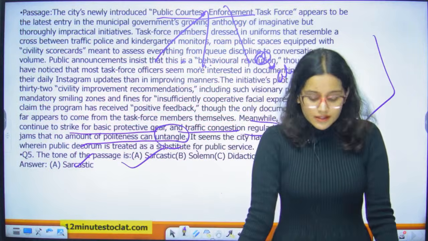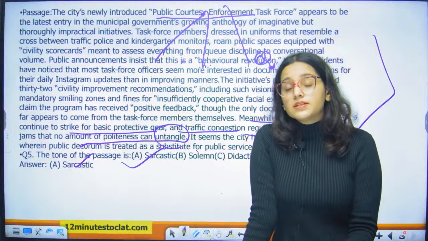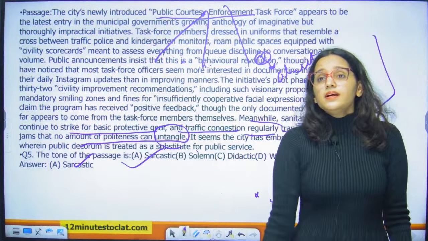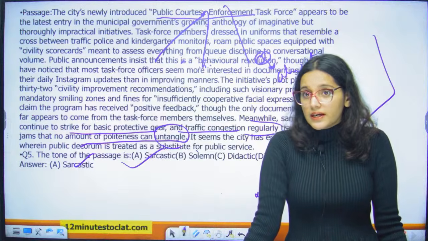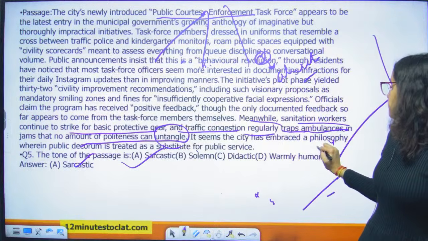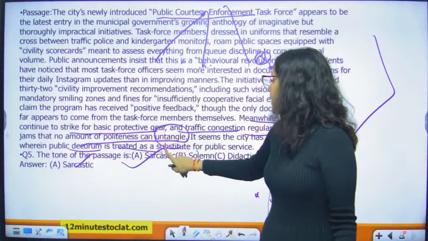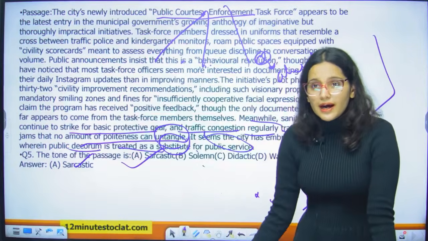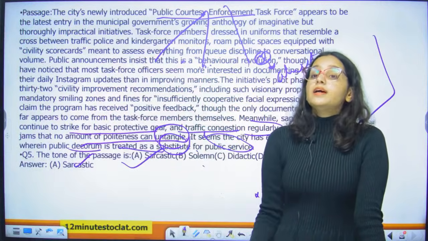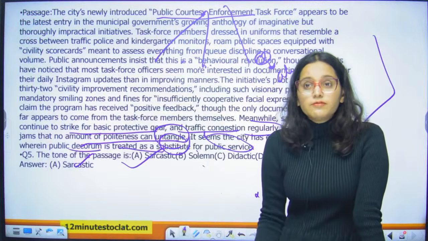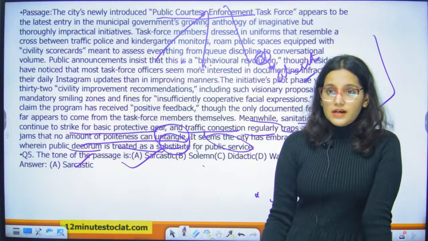What is the author saying? In a country where traffic jams are so bad, where sanitary workers do not have basic gear, what is the relevance of bringing this bill that talks about civic sense? The author is saying that the city has embraced a philosophy where public decorum and civic sense are treated as a substitute for public service. This should not happen. So he's not criticizing it, and he's not saying these are the inefficiencies, fix them, the bill is good. No. He is very categorically saying that the bill is irrelevant for a country like ours or a city like theirs. That was the intention behind writing this.